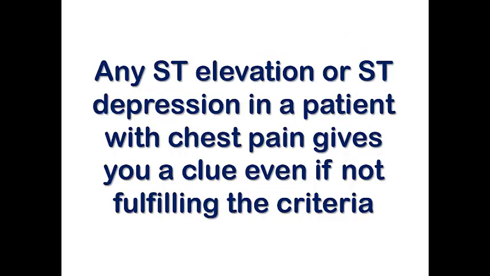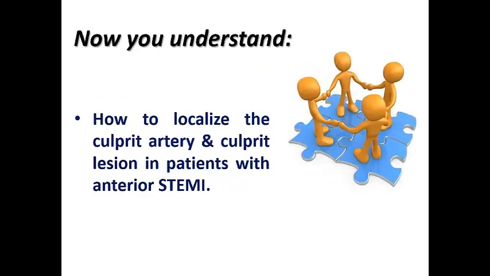So near the end of our lecture, any ST elevation or ST depression in a patient with chest pain gives us a clue, even if not fulfilling the criteria, whether for the diagnosis of the STEMI itself or for localizing the culprit artery and culprit lesion. So at the end, we understood today how to localize the culprit artery and culprit lesions in patients with anterior STEMI, as these ECG signs help us to localize the culprit lesion.